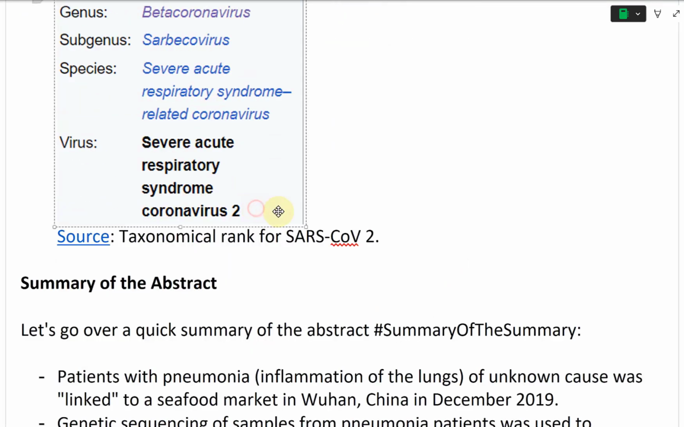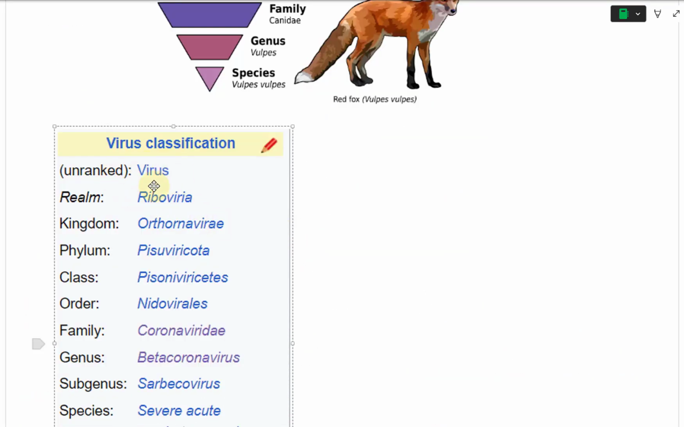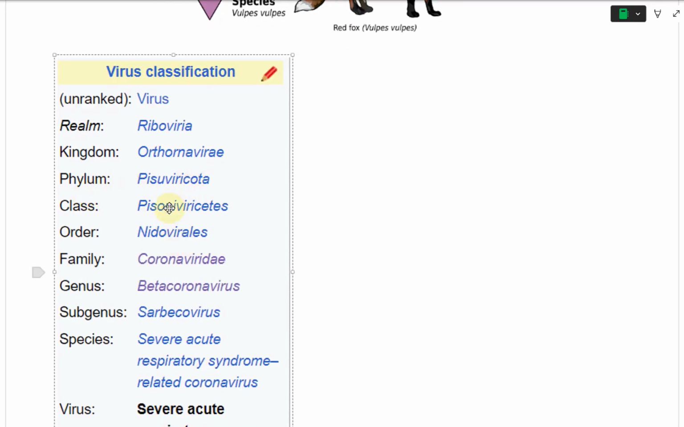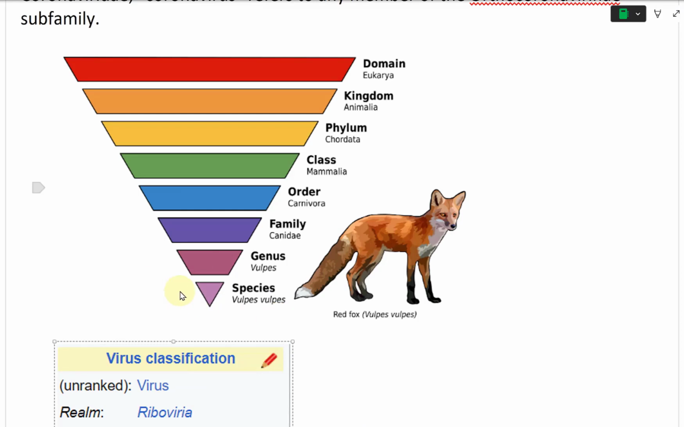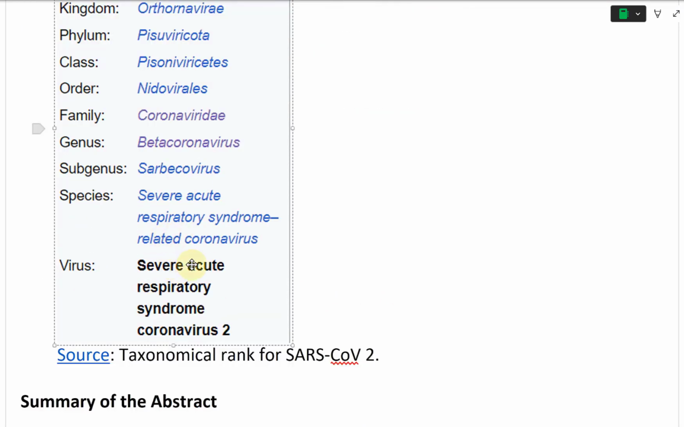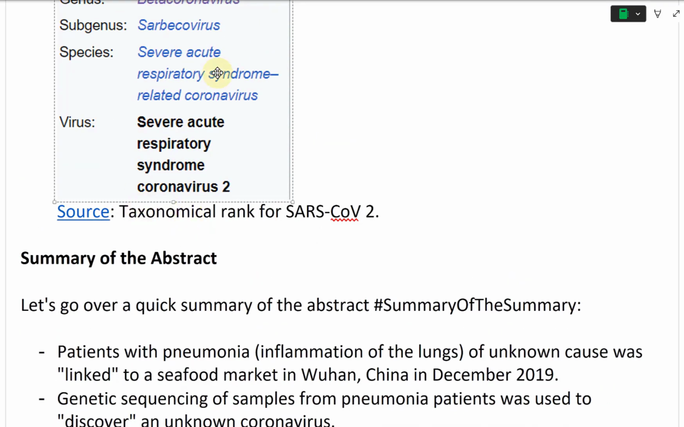So now for the coronavirus, the SARS-CoV-2, there's a taxonomical rank for it. So you have unranked, which is just virus. Unranked is interesting. And then you have the realm. That's a new one I've heard before. Riboviria. And kingdom Orthornavirae. Anyways, there's phylum, you have this, and then class, and so in order. Then you have the family Coronaviridae. Then you have genus Betacoronavirus, and then subgenus Sarbecovirus. And then you have the species, which is back to, this would be like the red fox. Now you have the species severe acute respiratory syndrome-related coronavirus, and then the actual virus, severe acute respiratory syndrome coronavirus 2. So a whole bunch of these species there, all related.